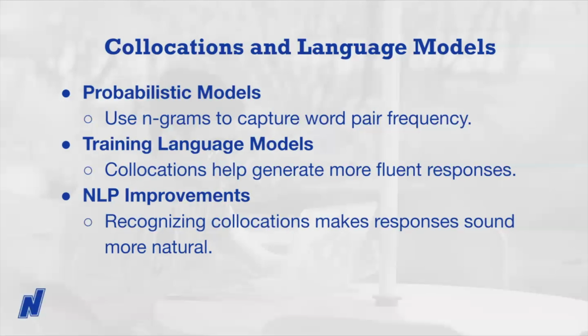So in summary, whether you're using a simple model like n-grams or a more advanced system like transformers, understanding collocation is key to improving the naturalness and the coherence of the language generated by the systems themselves.